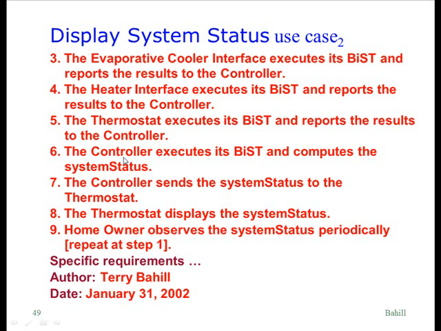Then once the controller gets information from all these components, it computes what the system status ought to be. Obviously, if one of the components fails, then it may say that this particular component is not working, so the system is not ready. Then the controller sends the system status to the thermostat. So it looks like they want the thermostat to actually have the display. So they want the thermostat to display the system status, and then the homeowner can actually go to this thermostat and observe the system status periodically.